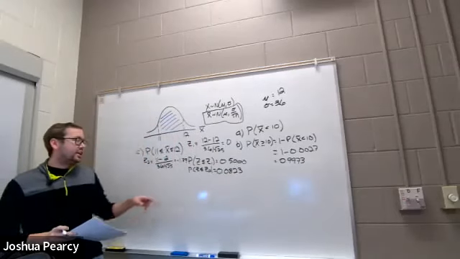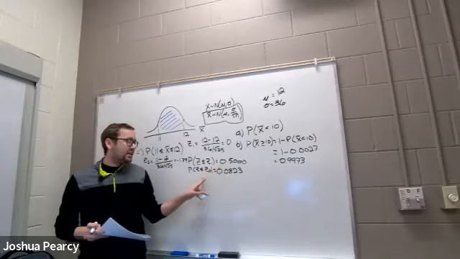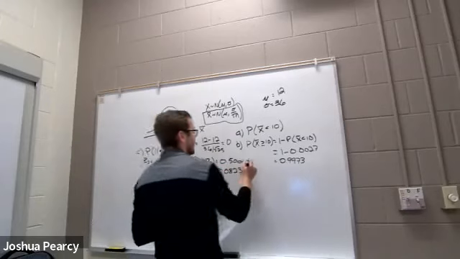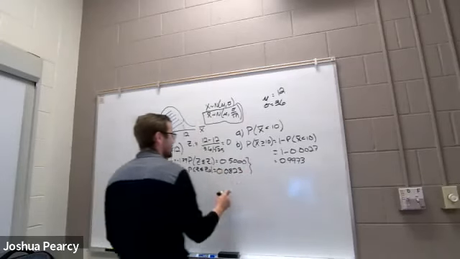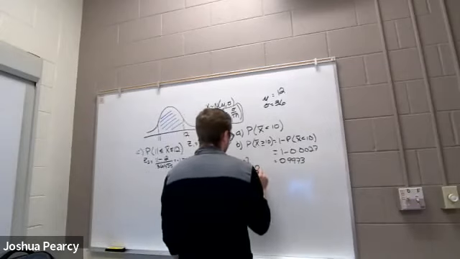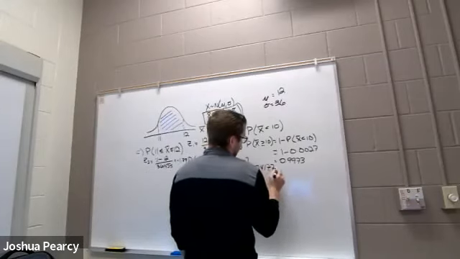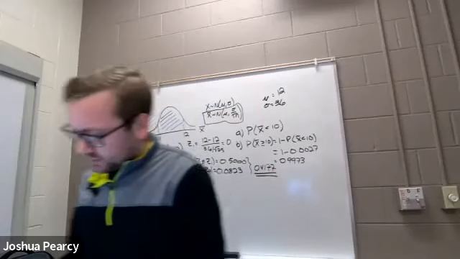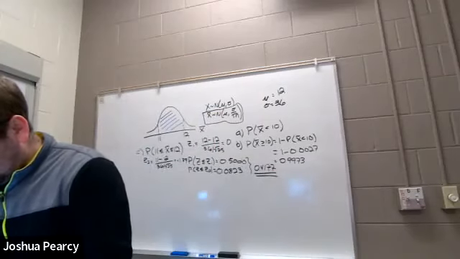Then to find the area in the middle of these two, I just take the probability of it being less than the upper minus the probability of it being less than the lower. And if I do that, the area in the middle is, what is that? 0.4177. Let me see. And that is correct.